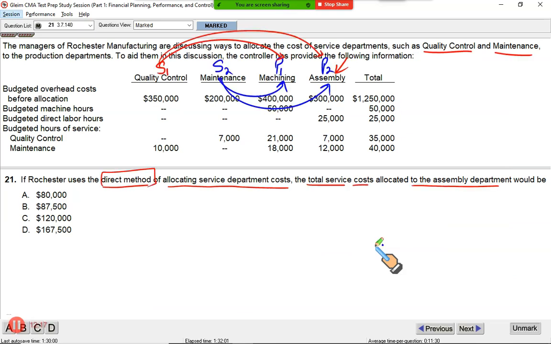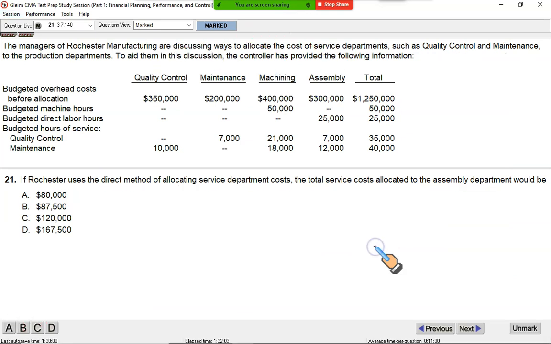So now what we are going to do, we are going to transfer the cost of quality control directly to machining and assembly, and cost of maintenance directly to machining and assembly. Now gentlemen, look at what I'm going to do. Look at the computation. I have to transfer this $350,000 of quality cost in blue color. Some of it will go to machining, some of it will go to assembly. How much will go? Let me tell you, and let me read the information further.